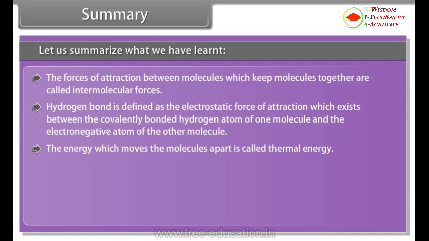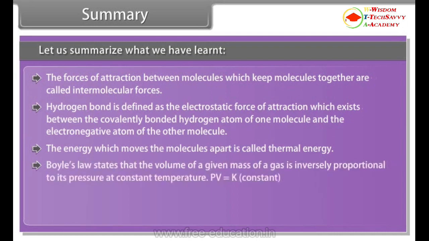The energy which moves the molecules apart is called thermal energy. Boyle's law states that the volume of a given mass of a gas is inversely proportional to its pressure at constant temperature. PV is equal to K, constant.